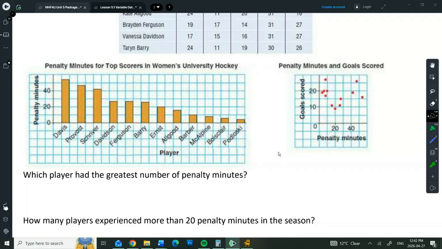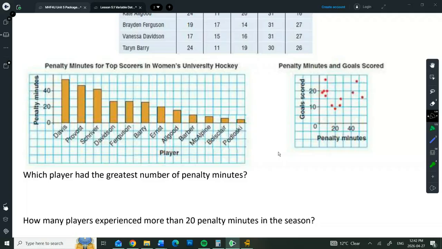So for the questions below, you're going to decide which graph we should look at, or you can obviously look at the table as well. But some of the graphs might be the easier way to read them, and then decide from there what the answer should be. So which player had the greatest number of penalty minutes? Which of the two graphs above is going to help you with that, the bar graph or the scatter plot?